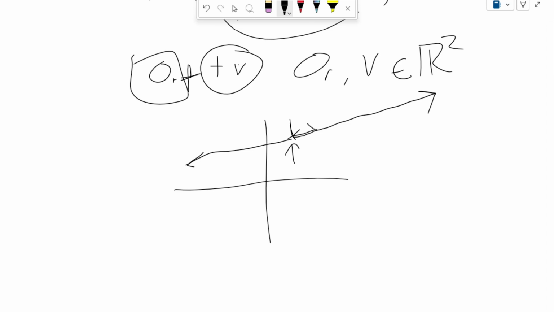And note that if I had taken the direction to be straight up, this still works, because I can just go up and I can go down, right? This works for any line, even lines that go straight up and down.